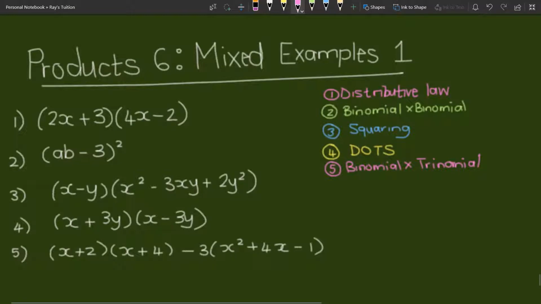Before you try this video, I suggest you watch all the product videos from 1 to 5, where we go over the different product techniques, including the distributive law, what we do when we multiply a binomial times a binomial, what you do when we're squaring, and then DOTS, the difference of two squares. And finally, we went over how to multiply a binomial with a trinomial. These are very important techniques that you need to know before attempting these questions.